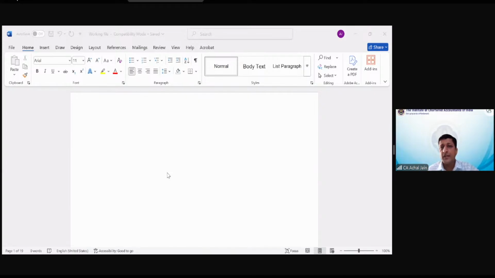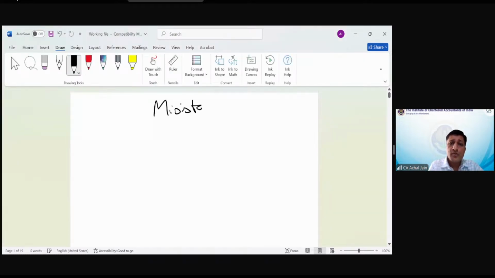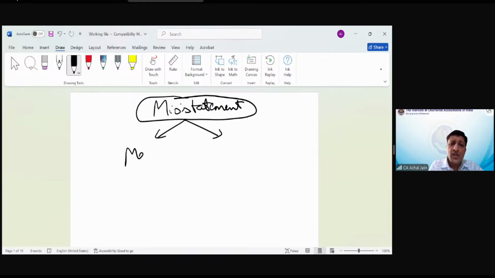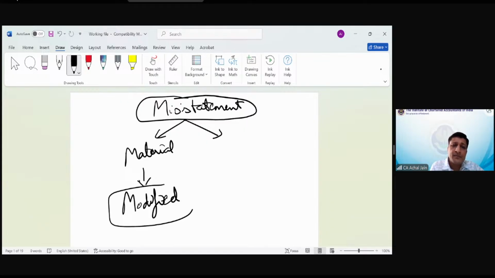Now, whenever there is a misstatement, and when we talk about misstatement, those misstatements could be material or immaterial. So whenever there is a misstatement, if those are material, then what will happen? The report will not be clean. The opinion which will go out will be modified.